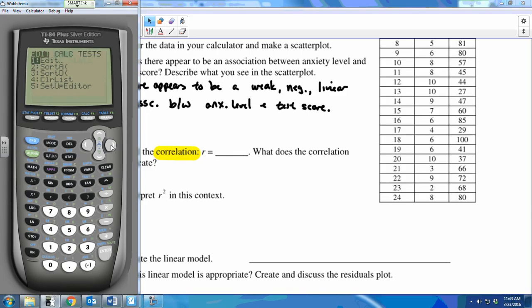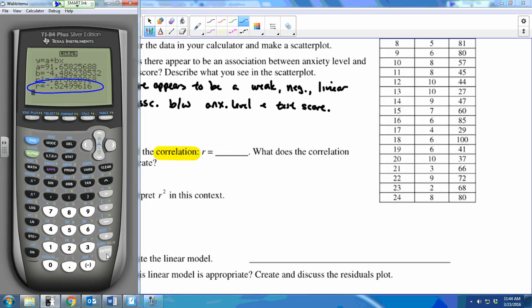All right, so now if you go back to stat calc 8, you should see all of the lines that I have. Okay, so correlation is R. So that is negative 0.525. It should be negative because we said there's a negative association.